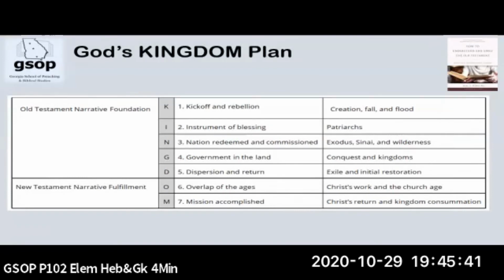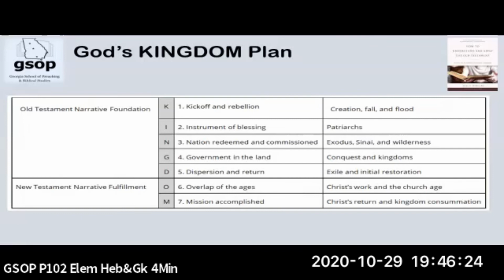You have the I in kingdom for the instrument of blessing. That is the patriarchs. The offspring, which is a promise fulfillment. The promise of Abram and his offspring. And the land promise, promise fulfillment, and the blessing to all nations, a promise fulfillment. And then you have the N in kingdom for the nation redeemed and commissioned. You find in Exodus in the Sinai wilderness the dividing of the Red Sea, the giving of the law, the penal substitutionary atonement, conquest of the kingdom established, and then the G for government in the land, the conquest and the kingdoms.